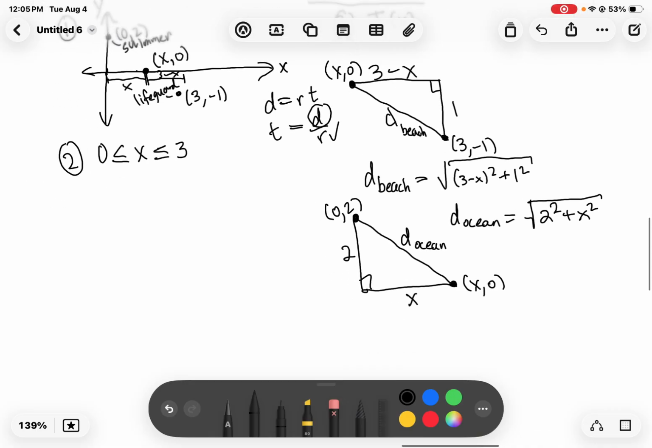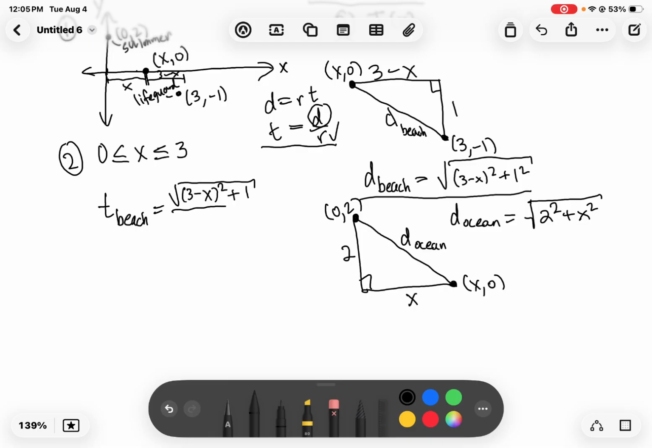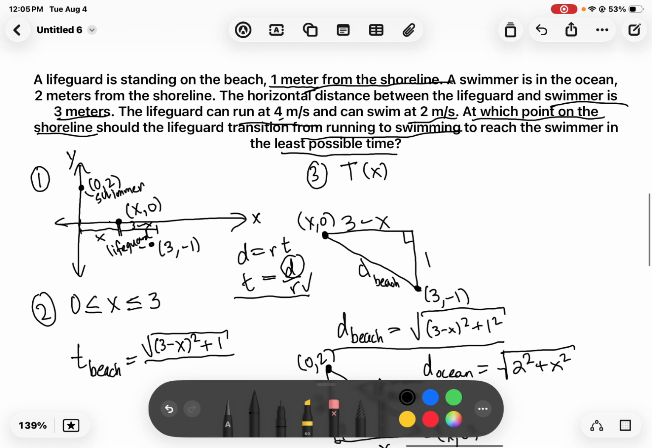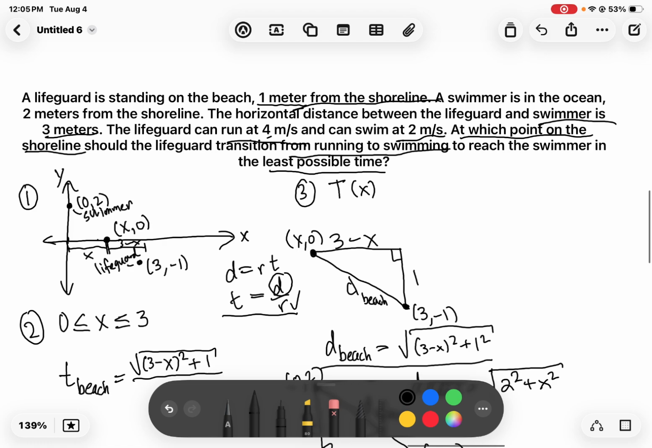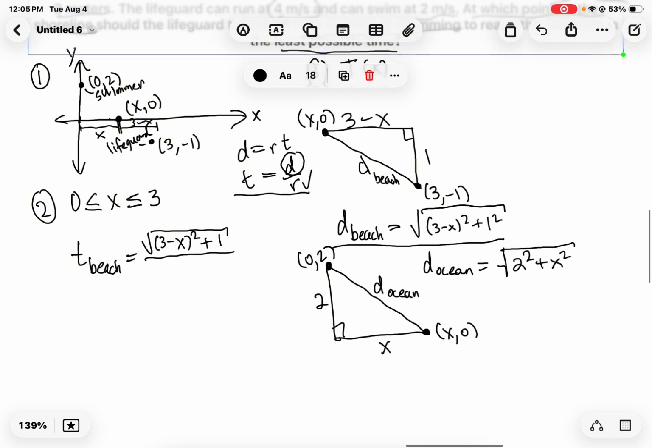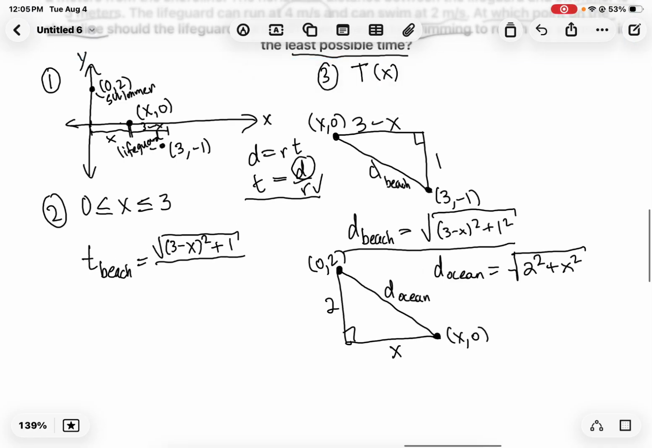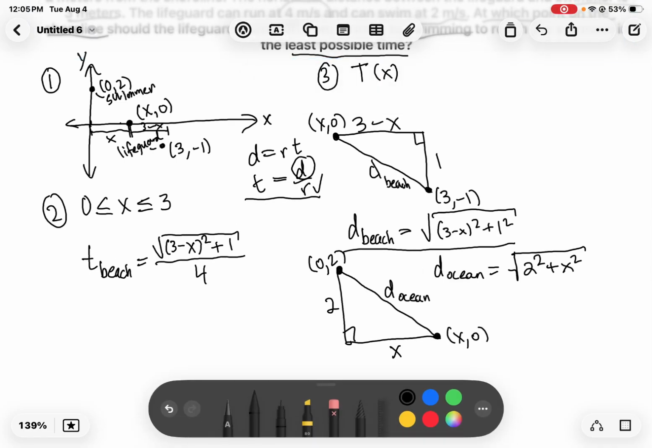Our time on the beach, by this formula right here, is equal to the distance on the beach over the rate on the beach. The distance on the beach we have already determined is given by the square root of (3 minus x) squared plus 1 squared, which is just 1, all over the rate on the beach. The lifeguard can run at 4 meters per second on the beach. So that's the rate, just simply 4.